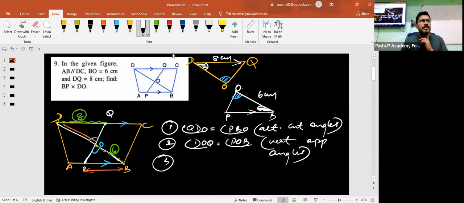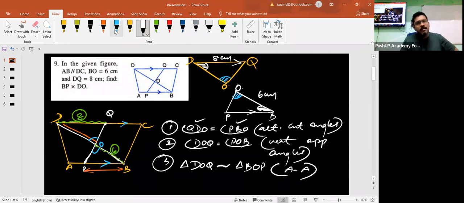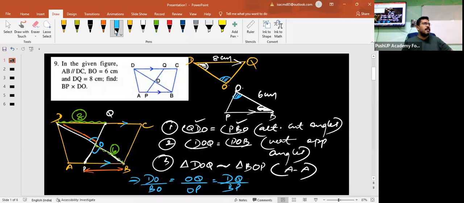Now let's write the notation form. What is it going to be? Triangle DOQ is similar to triangle BOP. Okay, because you know D is going with B. Then O is going with O itself. So BOP. And which axiom it is? Angle axiom. So once you write the notation form, you can use the thumb rule. And what is the thumb rule? The ratio of DO and BO is equal to the ratio of OQ and OP is equal to the ratio of DQ and BP. Right?